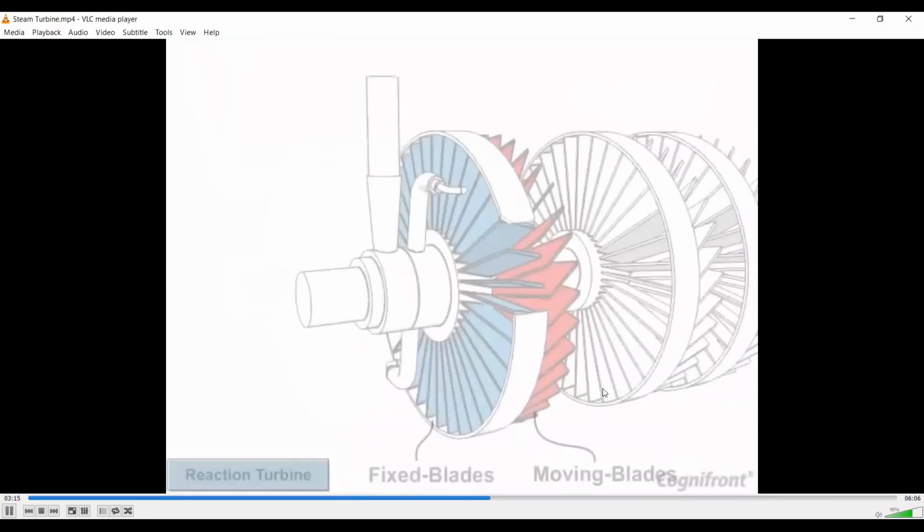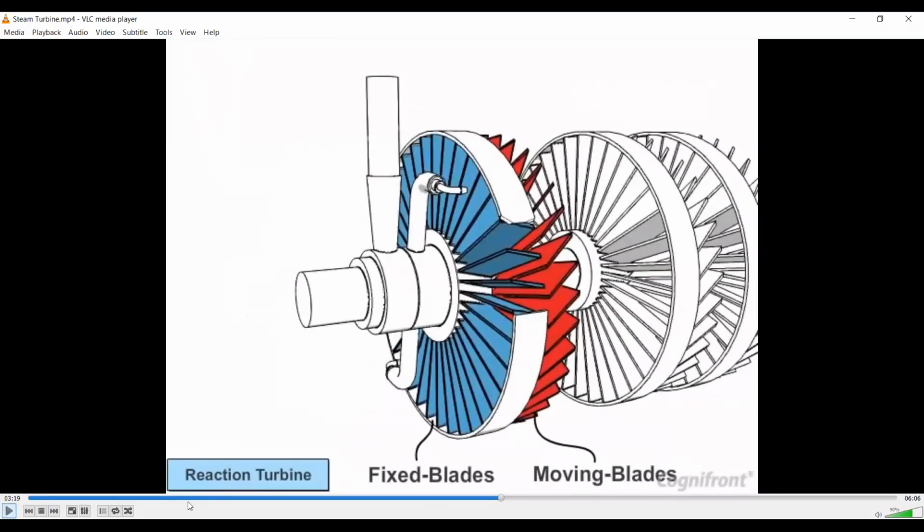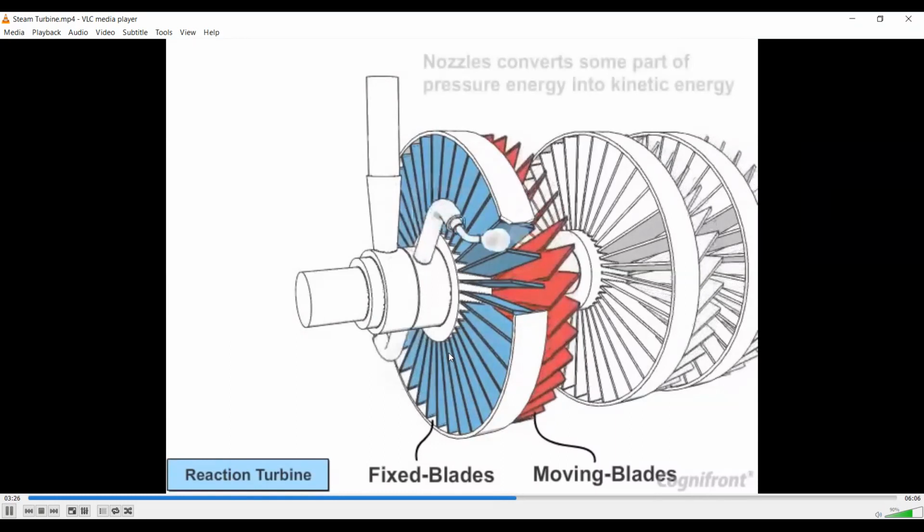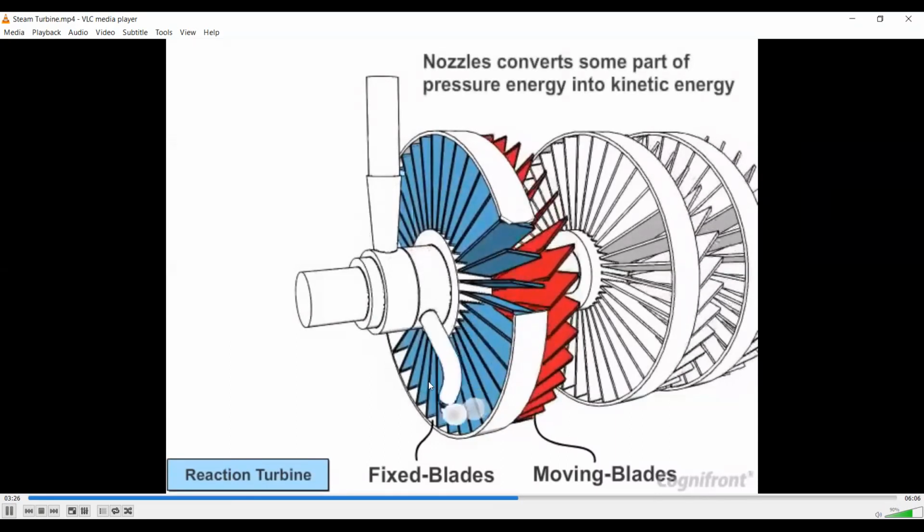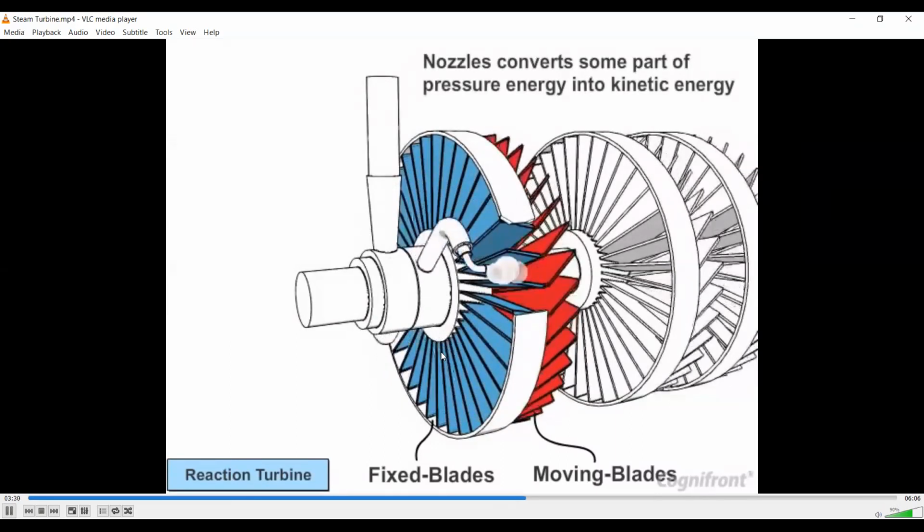Now see the reaction turbine. For the reaction turbine, as there are two types of blades, one is the fixed blades and the other is the moving blades. The fixed blades are directly attached to the casing. These are attached to the casing. And these are the moving blades that are not attached to the outer casing. And see here, the nozzle is directly attached to this shaft and rotates with the shaft.